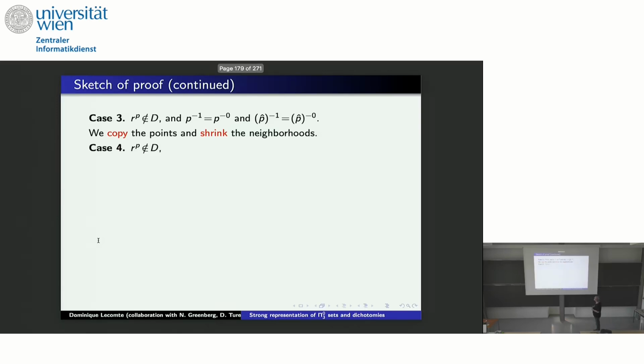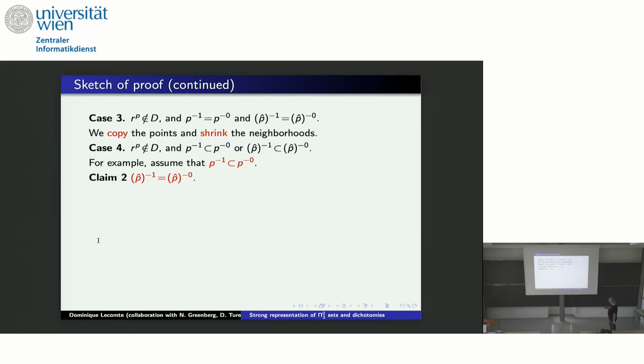And the last case is when this does not happen. So we know that now Rp is not in D. But the path is not the same on at least one of the two sides. So assume, for example, that it's on the left side, that the two levels of path are different. And the point is that on the right part, it's the same path. And this is the second part of strong representation.